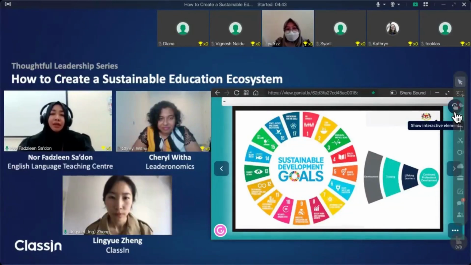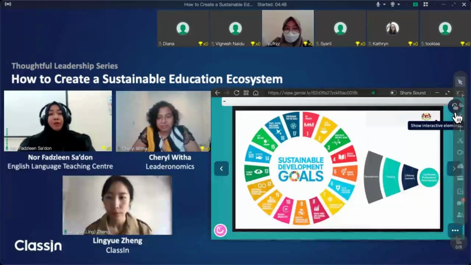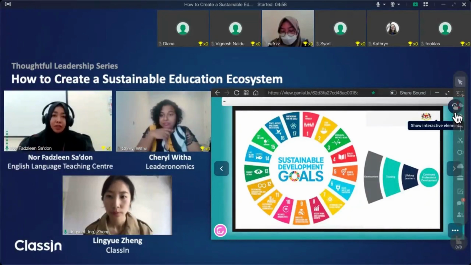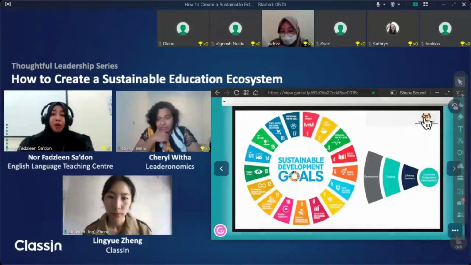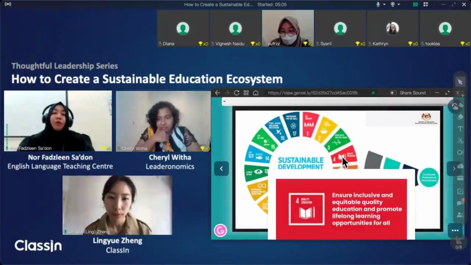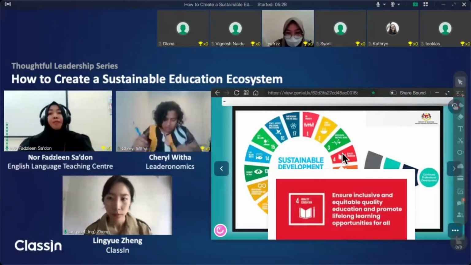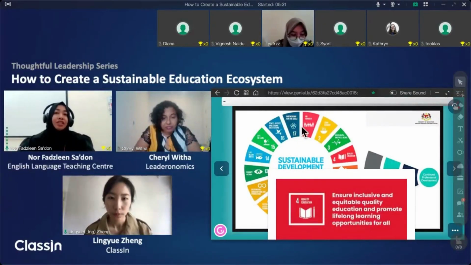So if you can see here, there are altogether 17 Sustainable Development Goals, or what we call SDGs. However, in the context of our discussion for today, we are going to focus on two SDGs. The first one is SDG 4, where it is to ensure inclusive and equitable quality education, as well as promote lifelong learning opportunities for all. The second SDG that we will be focusing on in my presentation is SDG 16.